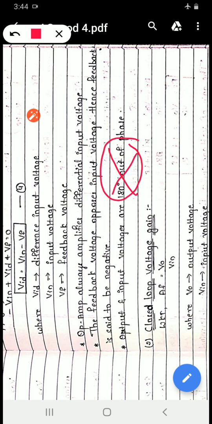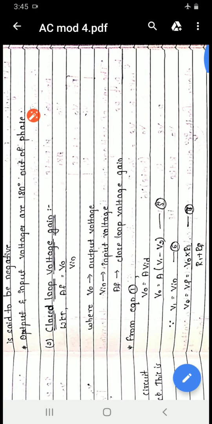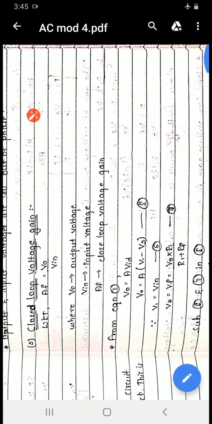So here a mistake is written, just clarify this. Saying 180 degree out of phase is wrong here. This is nothing but in phase, or 0 degree. So that is a change you have to make in the assignment which I have written. Now, first we will concentrate on the closed loop voltage gain.